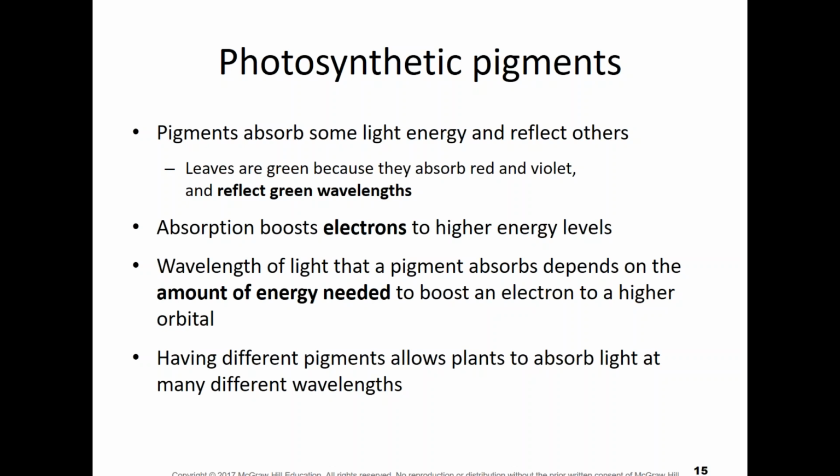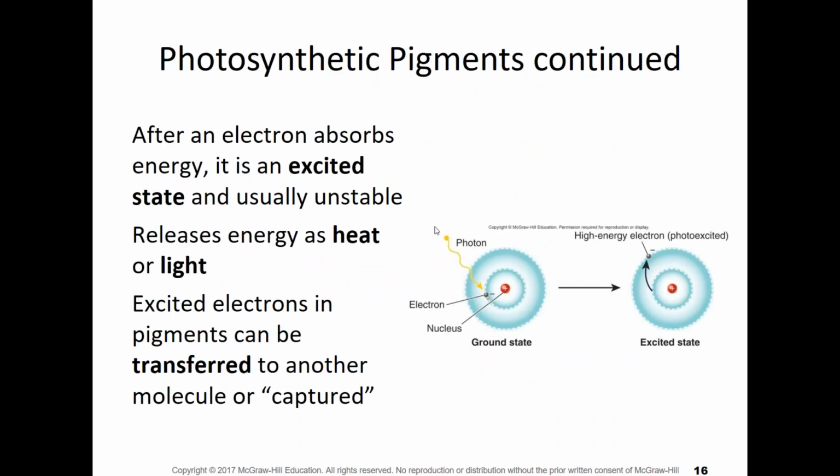Okay, different pigments allow plants to absorb different wavelengths of light, and by being able to absorb a number of different wavelengths of light, they're able to take the most advantage of that spectrum, of that energy. So once an electron absorbs energy, it's boosted up to a higher orbital, to the second shell. It's in an excited state, and it's unstable, and it releases the energy as heat or light. And those excited electrons can be transferred over to an electron transport chain or captured in another molecule.